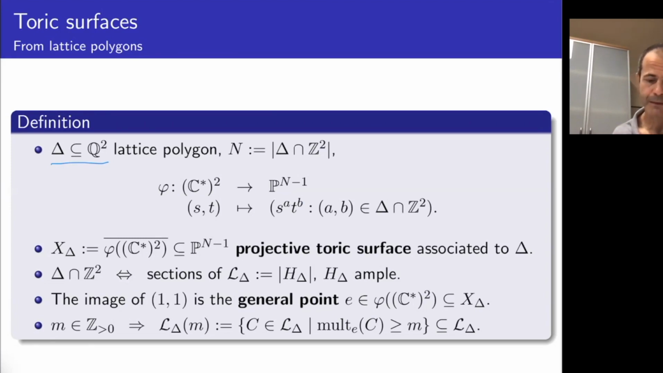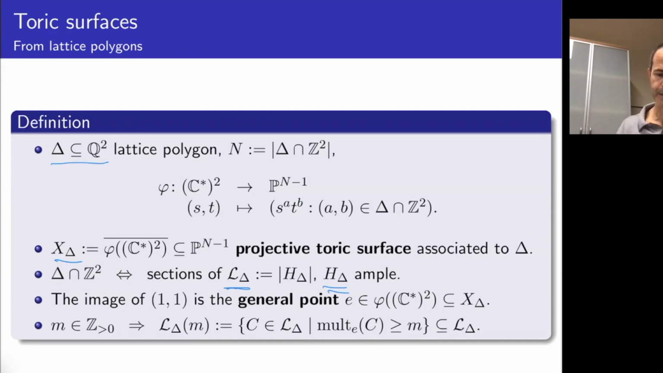And okay, this is the toric surface associated to the polygon delta. Indeed, we can associate to delta the toric surface and also the ample class giving the map to the projective space. We will denote by L delta the linear system defined by the ample class H delta.